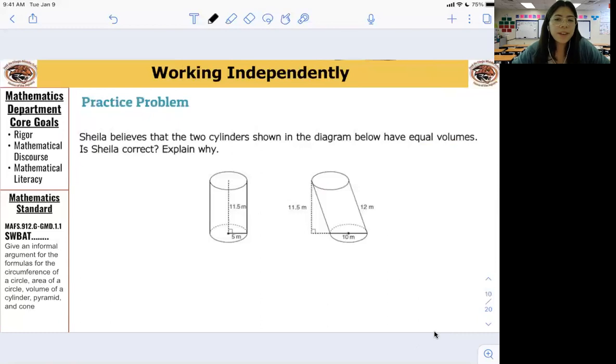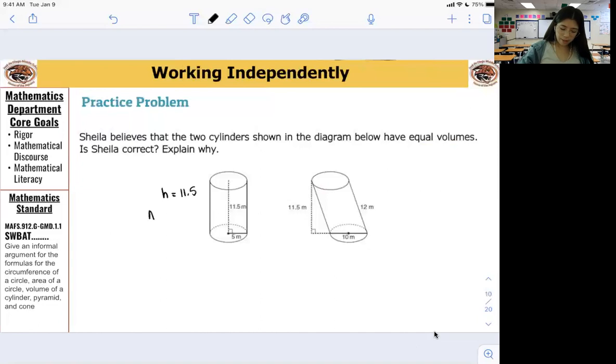So those of you who said yes, why do you think so? Why would they have the same? Why is this true? Okay, so they have the same height. What else is the same about them? The same base. Yeah. So in number 1, the height is 11.5.